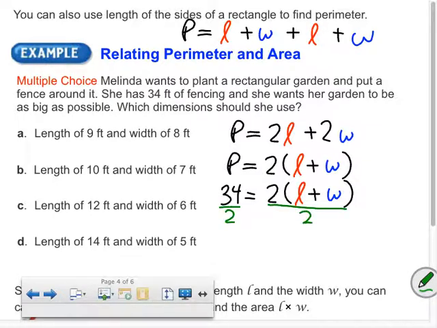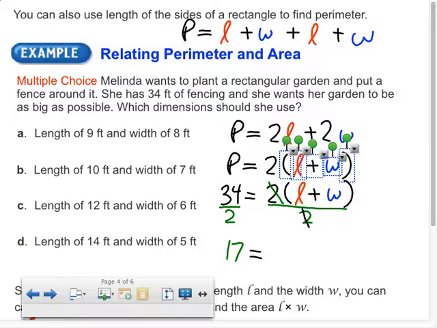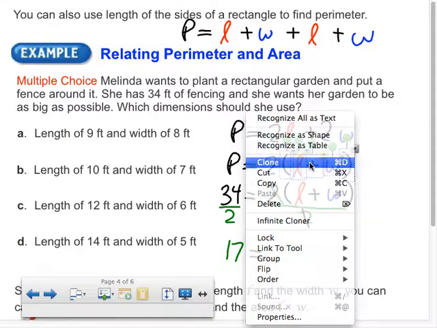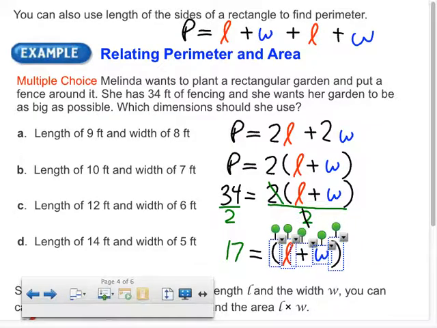Okay, and then we see that this cancels, and this cancels, they become 1. And 34 divided by 2 is what? We get 17. And 17 equals L plus W. So, the length of her garden plus the width of her garden is going to be 17.